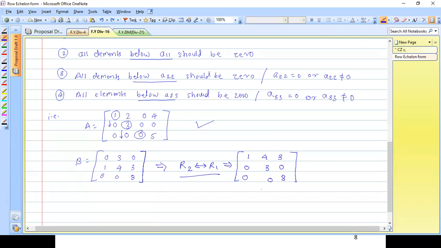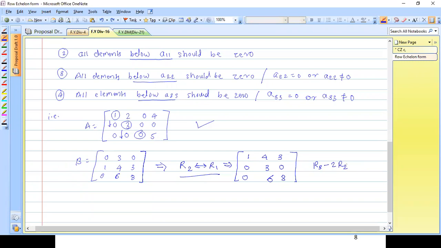Suppose you have 6 here instead of 0. So can you make that 6 to be a 0? Which operation should I use? Yes, sir, column. R3 equals R3 minus 2 R2. R3 minus 2 into R2.